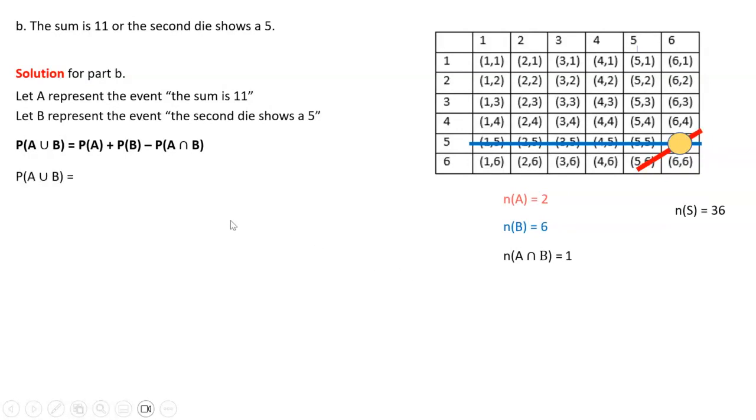Now let's fill in the formula. So P of A will be 2 over 36. P of B will be 6 over 36. And P of A intersect B will give us 1 over 36. So the answer will give us 7 over 36. So this is my answer, guys. That's the result.